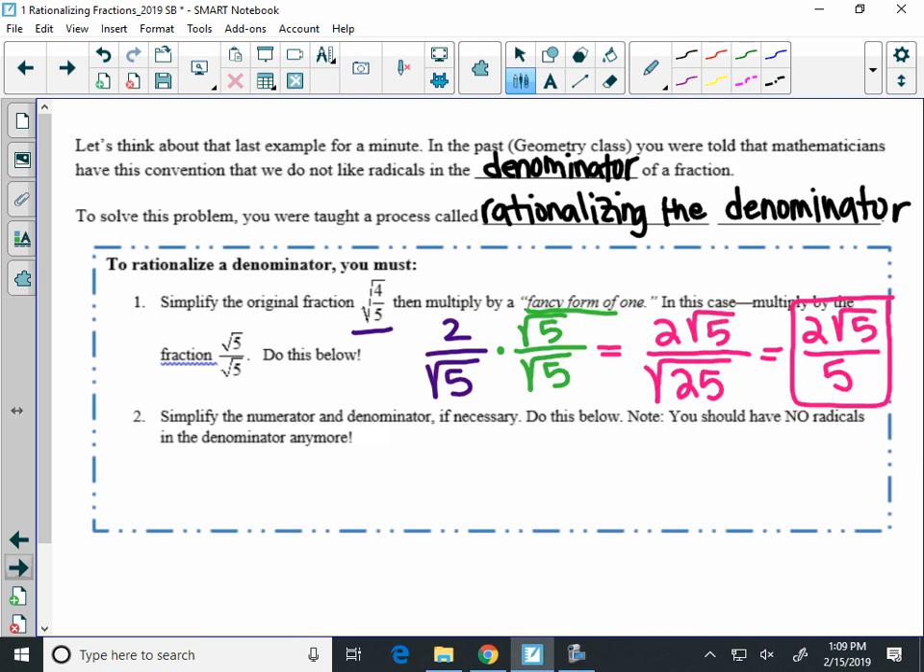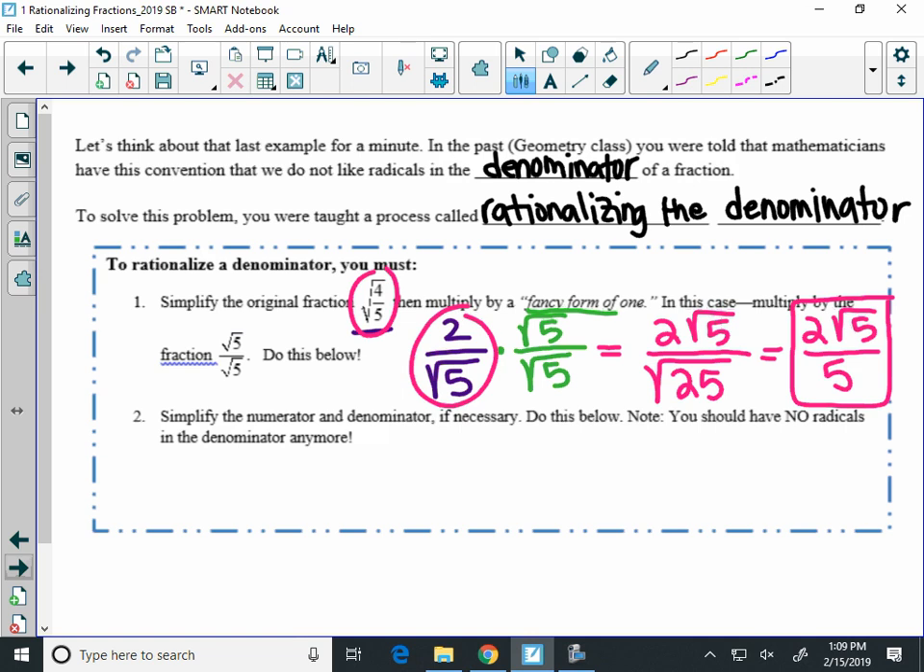So 4 over 5. So these 3 are all the same. They just all look different. Yeah? So I don't know if you're gonna get to it, but we don't like radicals in the denominator. So that's how we got the radical out of the denominator. Was we rewrote the fraction.